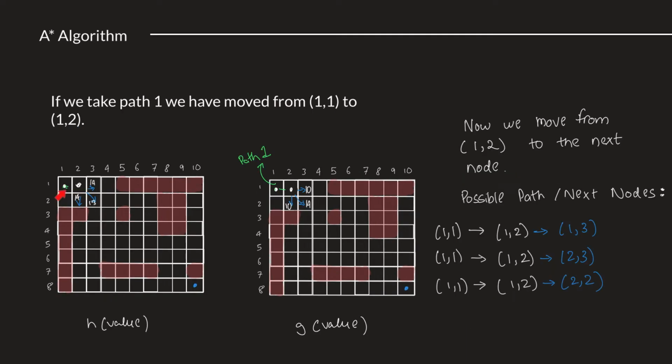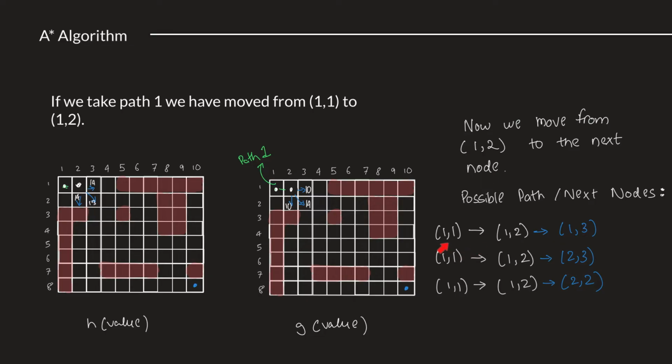Assume that we took path 1. We would have moved from 1 comma 1 to 1 comma 2. Now at this point we have to figure out what next moves are possible. So from 1 comma 2 we can either go towards the right, diagonally downwards, or just down. So I've written these paths down over here in the form of coordinates.